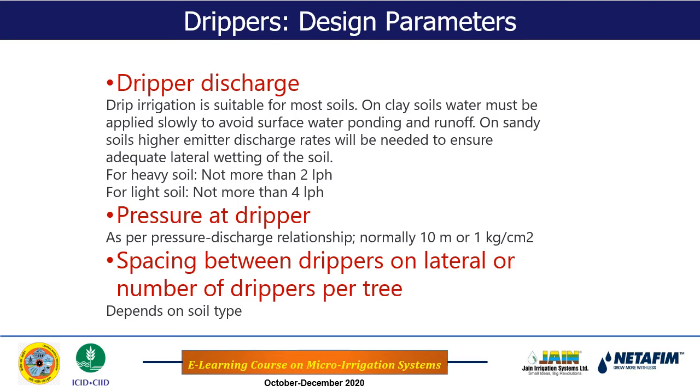Dripper discharge. The dripper discharge should be less than the infiltration capacity of the soil. That is, when a drop of water falls on the soil surface, it should immediately infiltrate into the soil. It should not pond on the soil surface. If you have more emitter discharge than the infiltration rate, then whatever water can infiltrate will infiltrate, but some of the water will build up on the soil surface.